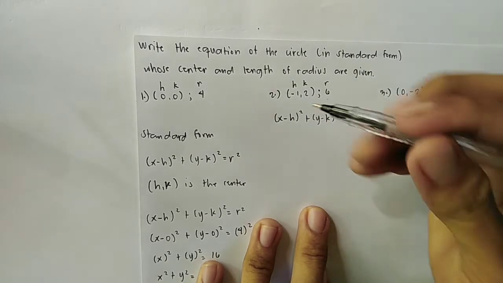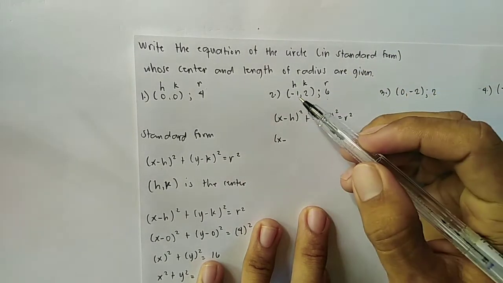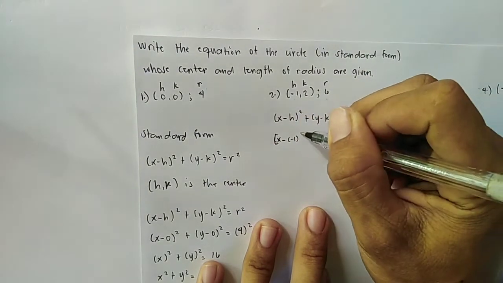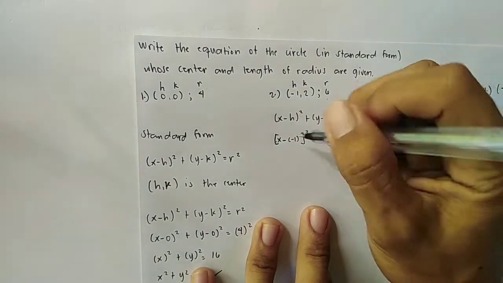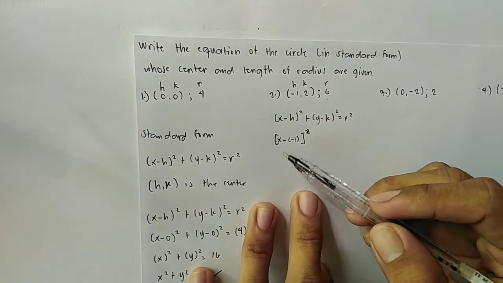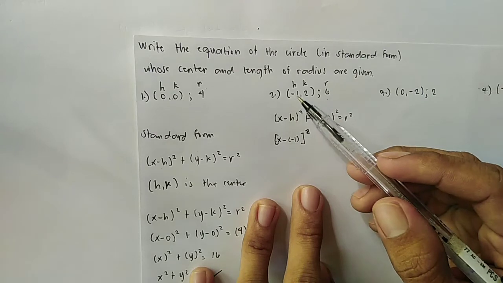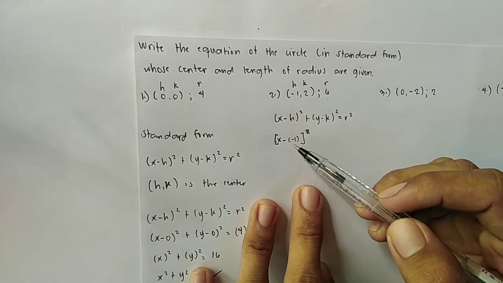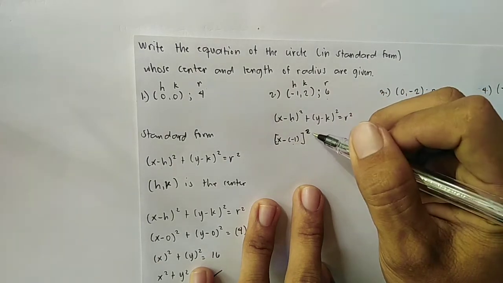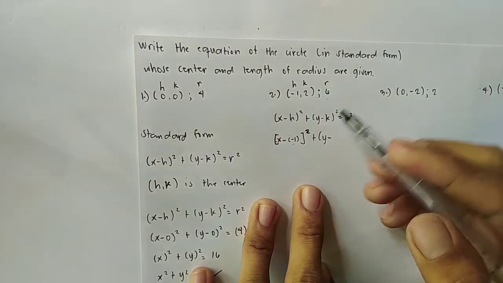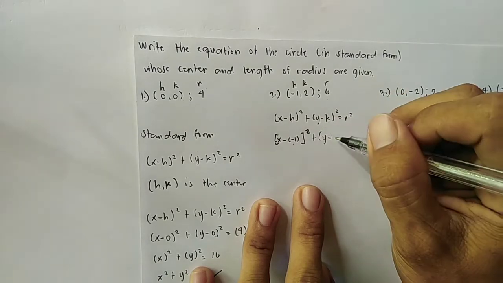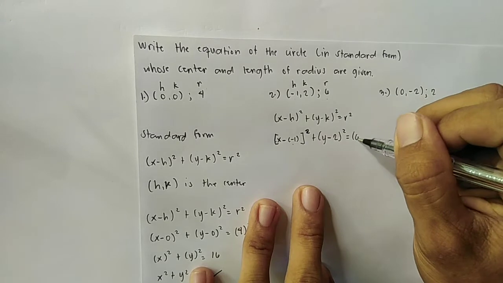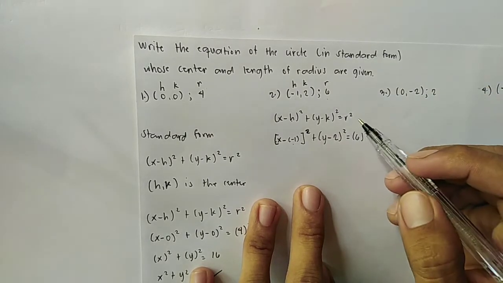So our h is equal to negative 1, so x minus negative 1. Let us use brackets to avoid confusion. Again, since our h is negative 1, we have x minus the value of our h, which is negative 1, squared, then plus y minus our k, which is 2, so that is (y minus 2) squared, is equal to our radius 6, so that is 6 squared, since it is r squared in the standard form.